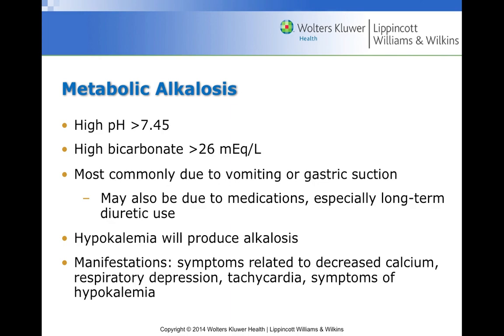Hypokalemia produces alkalosis in two ways. Either the kidneys conserve potassium and therefore the hydrogen excretion increases, or the cellular potassium moves out of the cells and into the extracellular fluid in an attempt to maintain the near normal serum levels.